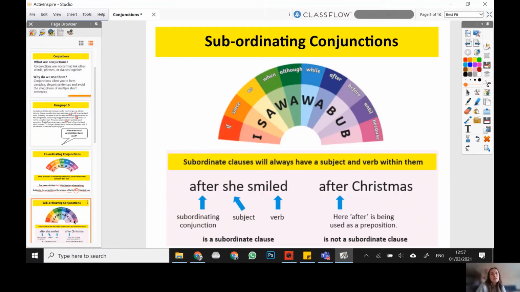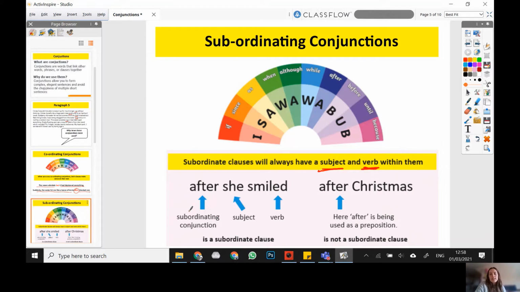So a subordinating clause is different. A sentence that uses a subordinating conjunction will have one main clause and a second clause, but the second clause, a subordinating clause, doesn't make sense by itself. I'm going to show you some examples in a minute. But for example, a subordinating clause will always have a subject and a verb. For example, after she smiled.